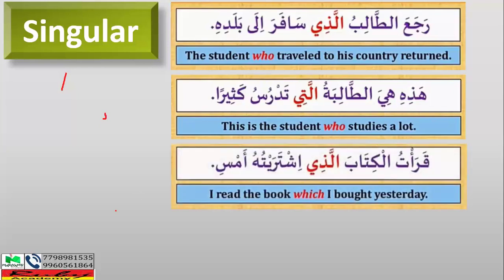Again, let's take one more for the non-human, non-human masculine singular. The rules are the same. Qara'tul kitab. For which word are we using allazi here? Al-Kitab. Al-Kitab is singular masculine. I read the book which I bought yesterday. So that's why it is allazi.